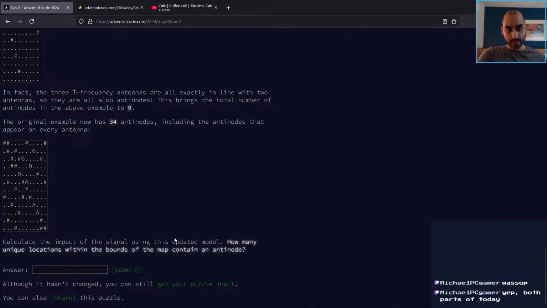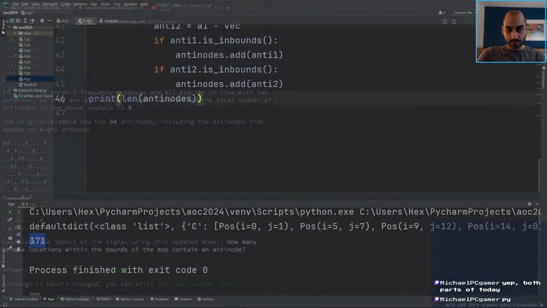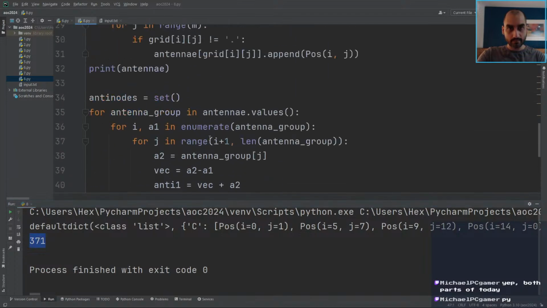Okay, so I've just read part 2. So, Michael, what were you coding in? Okay, let's go back to Python. Nice. I'm doing Python as well. Alright, part 2.